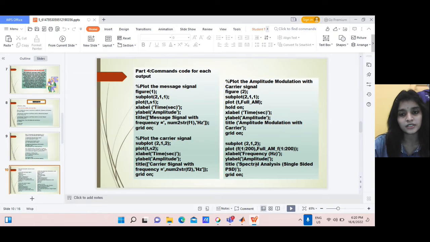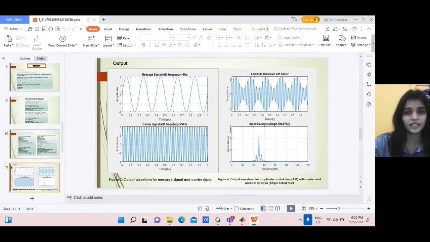And this one will be the spectral analysis. So spectral analysis is the single-sided PSD. That means spectral analysis means single-sided PSD. And then these are the outputs that we get. There will be 4 outputs for that one.